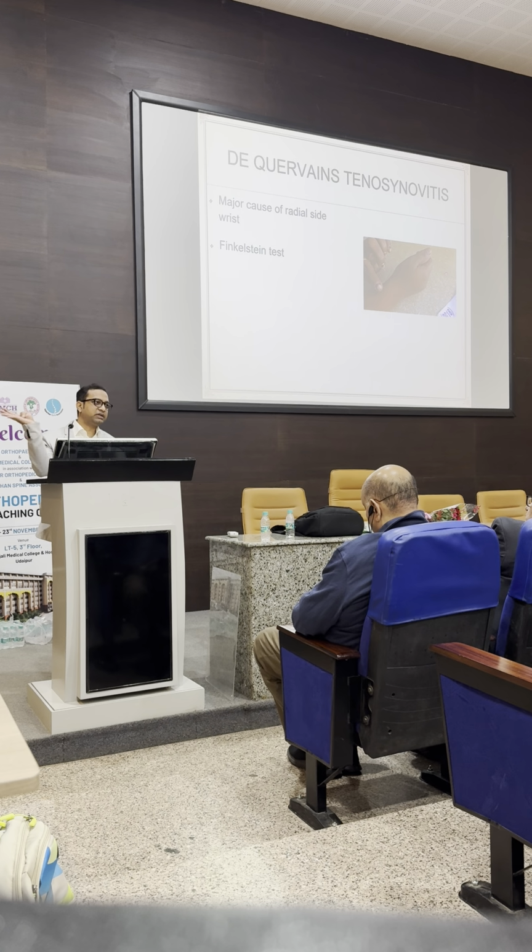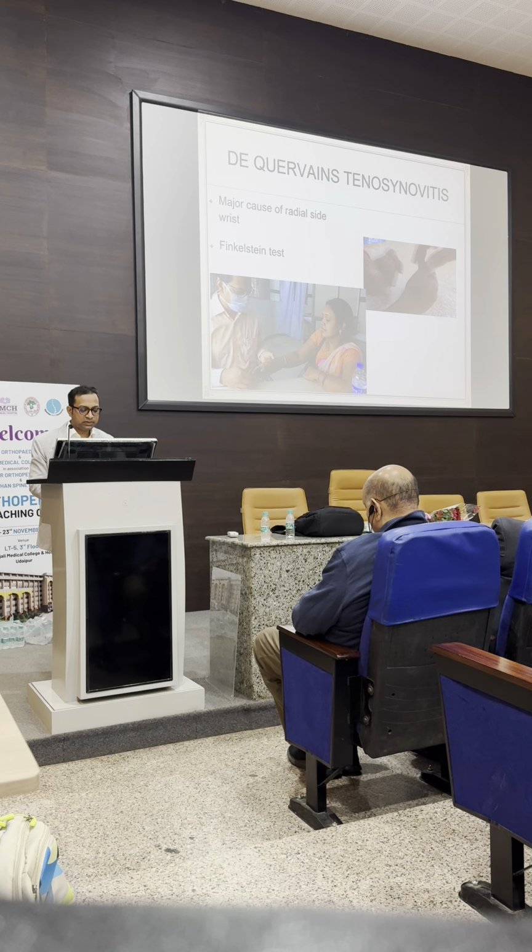Test, Finkelstein test: ask the patient to put the thumb in the palm and take the wrist into ulnar deviation. So it will cause more stretching of the tendon and will have more pain on the radial styloid, the snuff box. So again the same, tenderness at the first dorsal compartment, Finkelstein test.